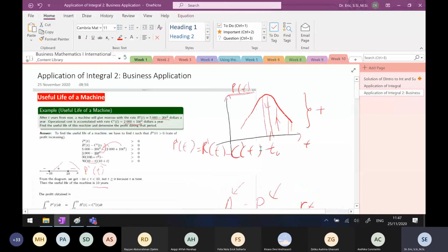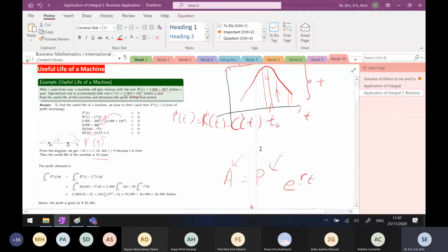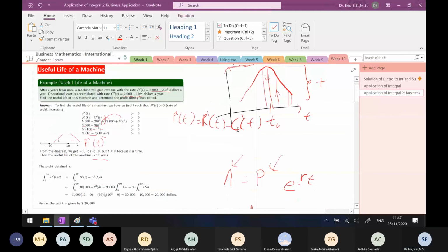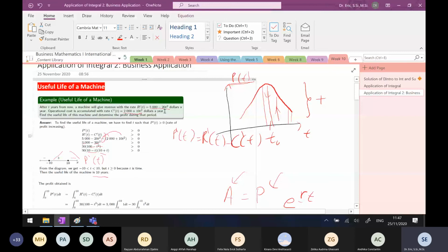So for today we have talked about the useful life of a machine. The main thing to keep in mind is that when the profit is declining, you have to change the machine. So when P'(T) is less than 0, you have to change the machine. We just want to have P'(T) greater than 0. That's the key point.